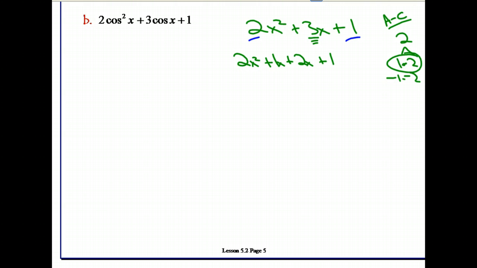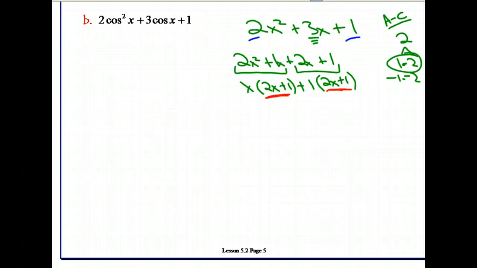And then you group the first 2 and you group the second 2. The first 2, what do they have in common? They have an x in common. Second 2, what do they have in common? Nothing. So factor out a 1, leave it alone. And after you do that, you look at the terms and realize they both have a 2x plus 1 in common. So I can factor this into a 2x plus 1. And I pull that out. What's left? The x and the 1. And I factored it.